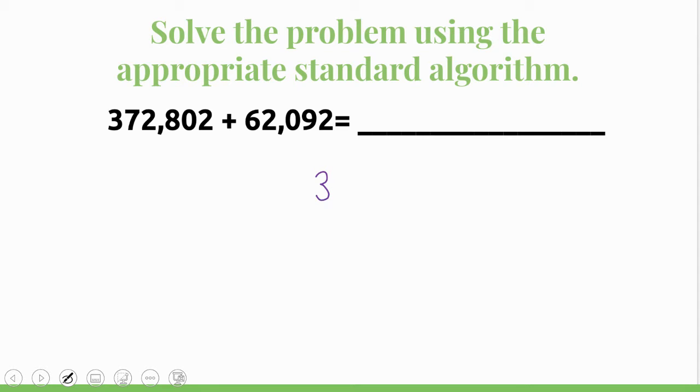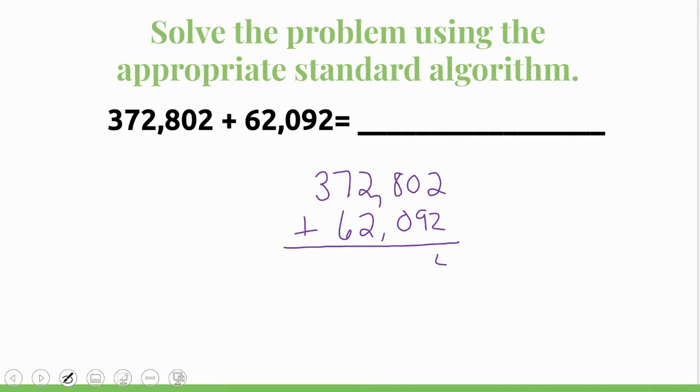Okay, we have 372,802 plus 62,092. So I'm going to go ahead and do 2 plus 2, which gives me 4. 0 plus 9, which gives me 9. 8 plus 0, which gives me 8. 2 plus 2, which gives me 4. And 7 plus 6, which gives me 13. Put my 3 here, carry my 1, or you can put it down there. Down here, like Zearn says, 1 plus 3 gives me 4. And I get 434,894 as my answer.